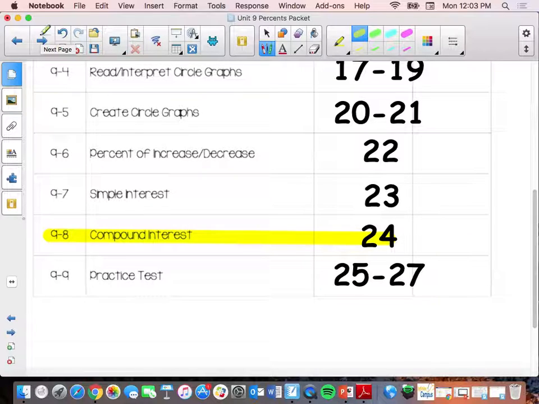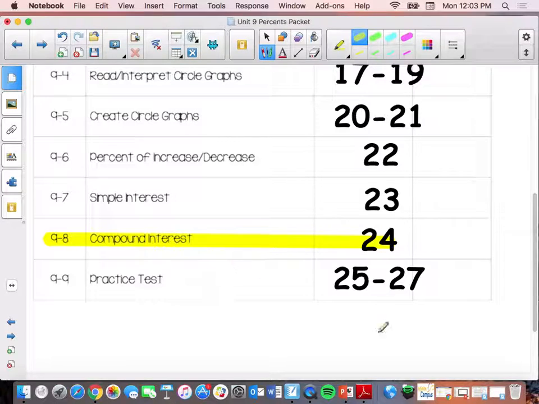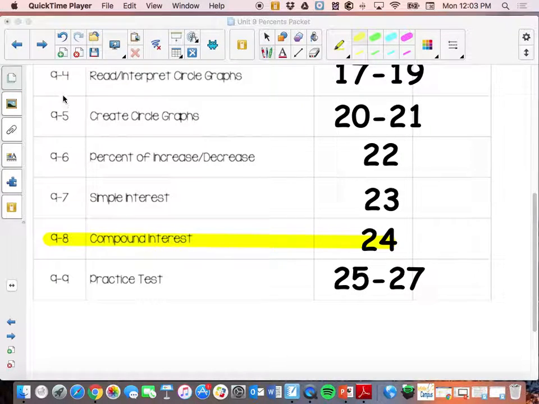Compound interest basically means that you not only earn interest on the original amount that you had, the principal, but you also earn interest on your interest, which is a good thing if you are saving money, if it's your savings account, but it's a bad thing if it's a loan, because that means they earn more money on you. Okay, so here we go.